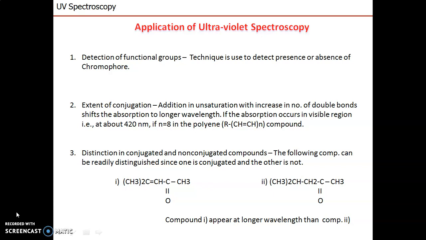Next is distinguishing conjugated and non-conjugated compounds. By UV we can distinguish conjugated as well as non-conjugated compounds. In the slide we are seeing that the first compound and second compound are both isomers, but the first is the conjugated compound and the second is the non-conjugated compound. The conjugated compound shows absorption towards the longer wavelength than the unsaturated compound. So if we have isomers, we can distinguish conjugation and non-conjugation by their appearance at a particular wavelength. Always, a conjugated compound shows absorption at a longer wavelength than the non-conjugated compound, and we can distinguish the type of compound by this.